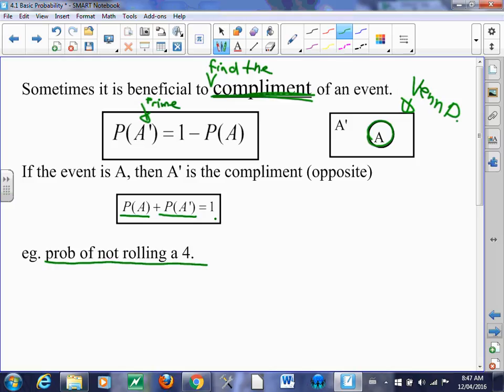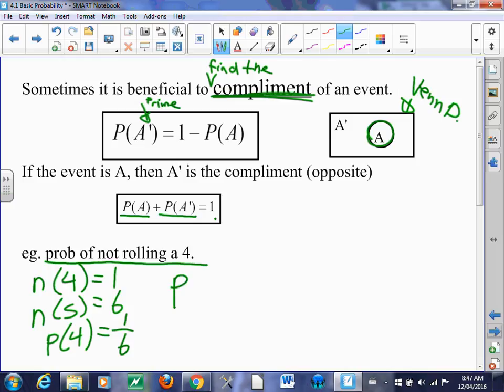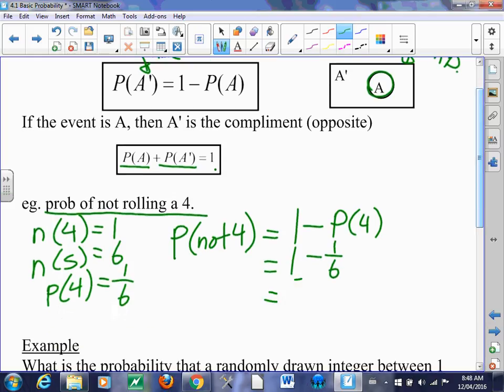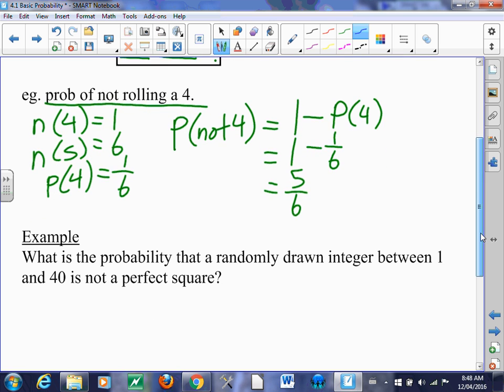So let's take a look at this. Probability of not rolling a 4. Well, if we take a look at a die, number of 4s equals 1. Number in our sample space equals 6 sides. So let's do the opposite. Probability of rolling a 4 equals 1 over 6. So now when we do probability of not 4, which is the opposite, that equals 1 subtract the probability of a 4, which we already calculated. So 1 subtract 1/6. Use your calculator or just your brain on that one, which leaves 5/6. It's kind of like the indirect method, guys, if you want to think about it that way.